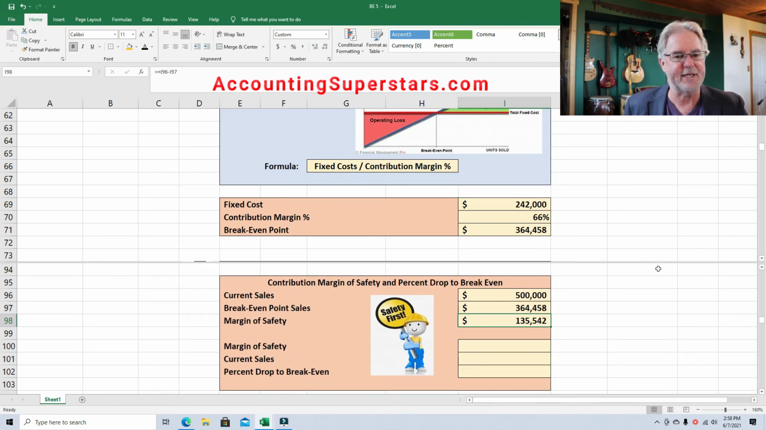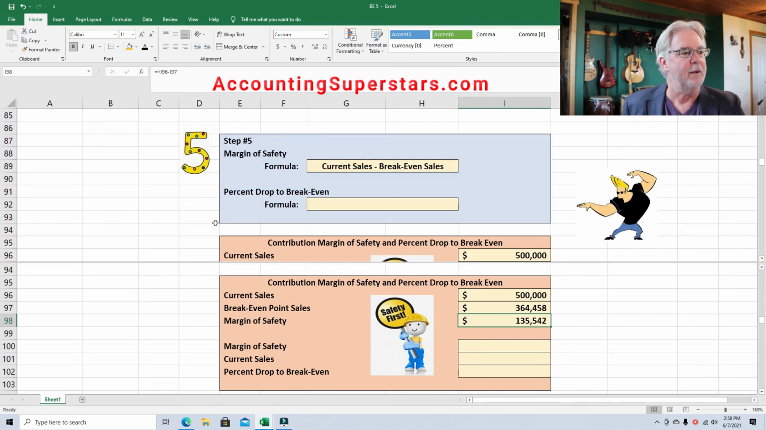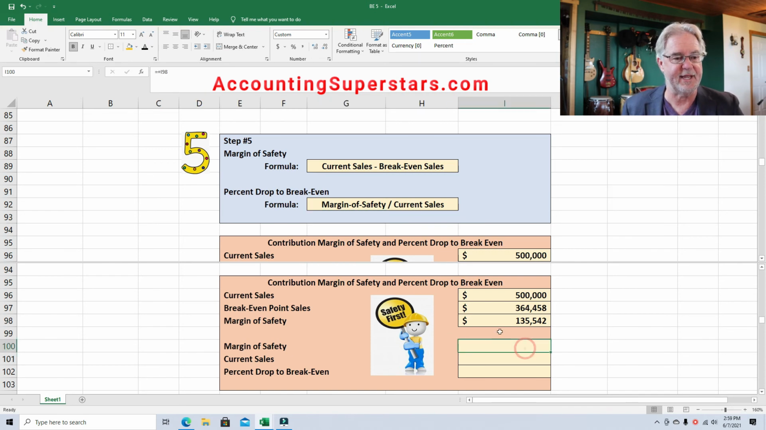Now let's figure out the percentage sales drop. So let's scoot down here. Here we go. Here's the formula. Percentage drop to break even. It's really easy. It's the margin of safety, which we just figured out, divided by the current sales. So the margin of safety is right here, 135,542. That's the amount that sales could drop by before they would start losing money. Current sales is $500,000. And so all we do is go 135,542 divided by 500,000, and we get a percentage, 27%.